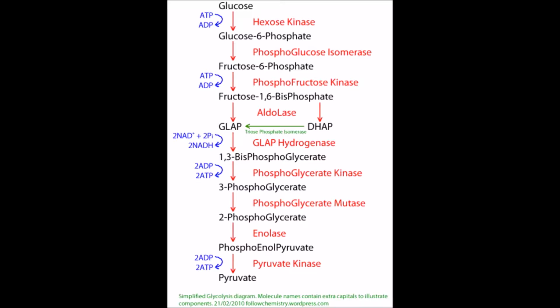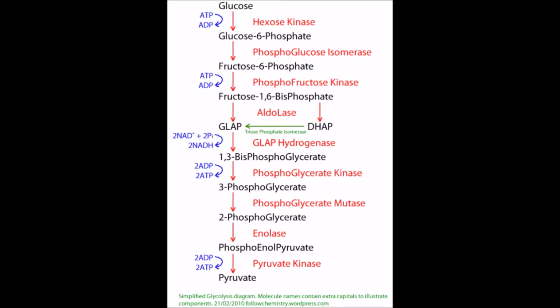The first step in glycolysis is the conversion of glucose into glucose 6-phosphate. The enzyme that catalyzes this reaction is hexokinase. The second reaction of glycolysis is the rearrangement of glucose 6-phosphate into fructose 6-phosphate by glucose phosphate isomerase. Phosphofructokinase changes fructose 6-phosphate into fructose 1,6-bisphosphate.